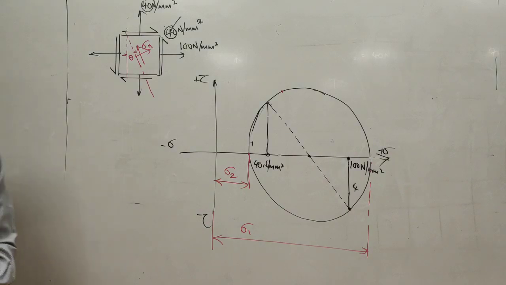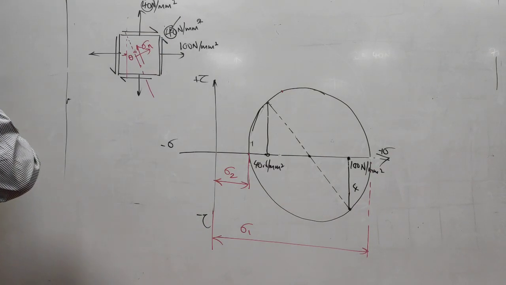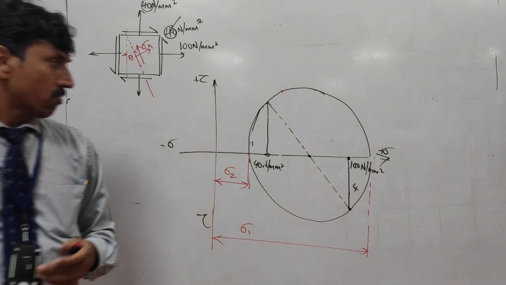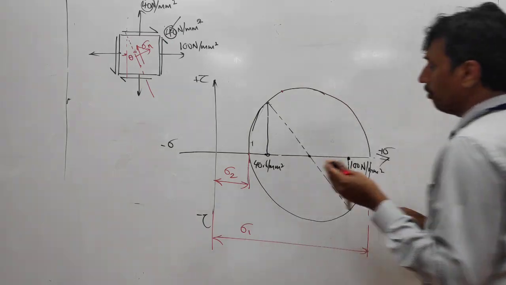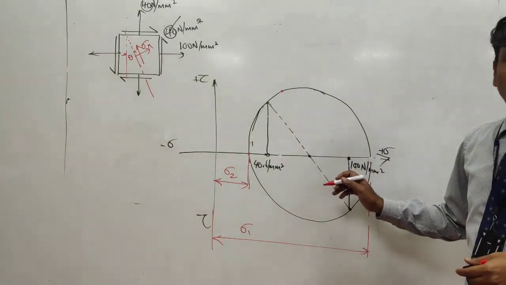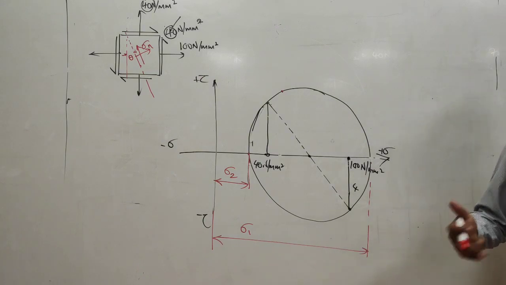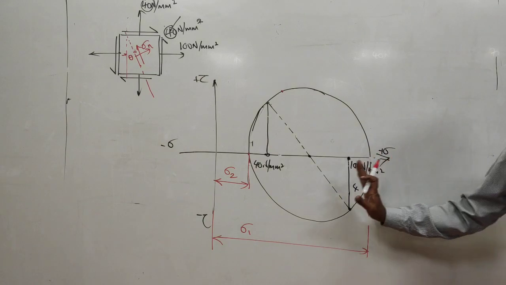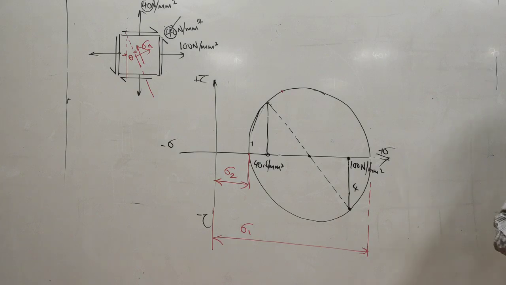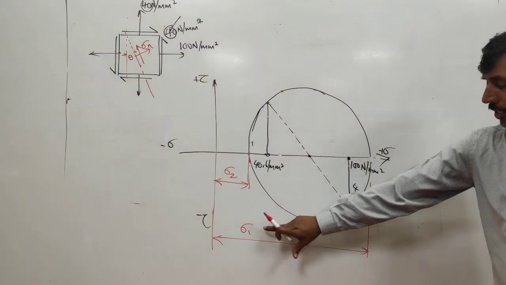Can you draw this? Guys, can you actually make an equation to find out sigma 1 and sigma 2 in terms of sigma x, sigma y and tau? Can you actually make an equation to find out sigma 1?